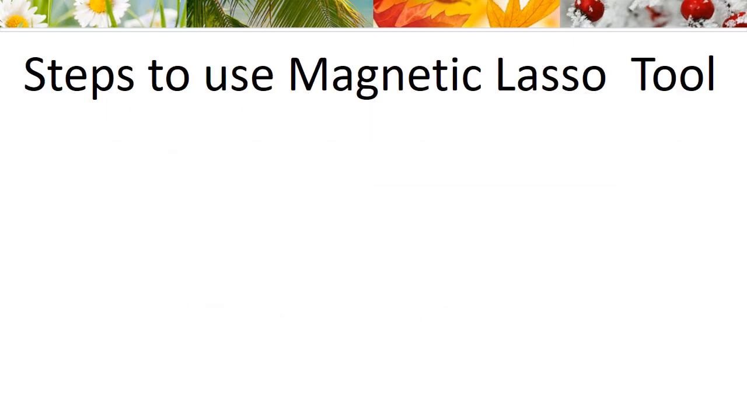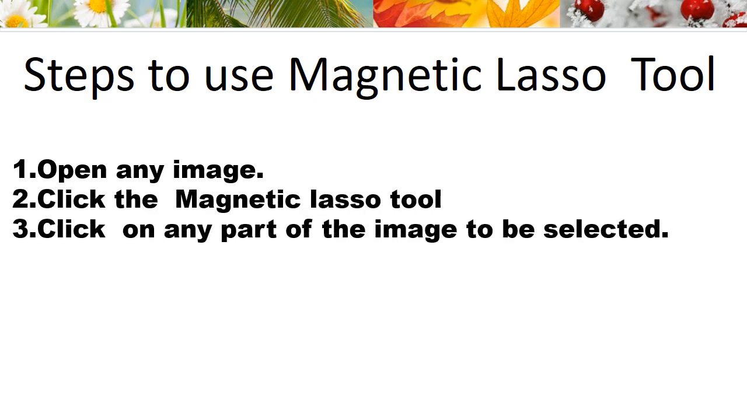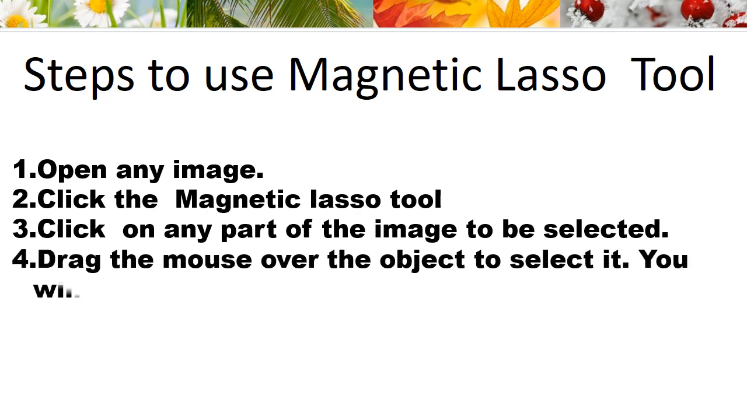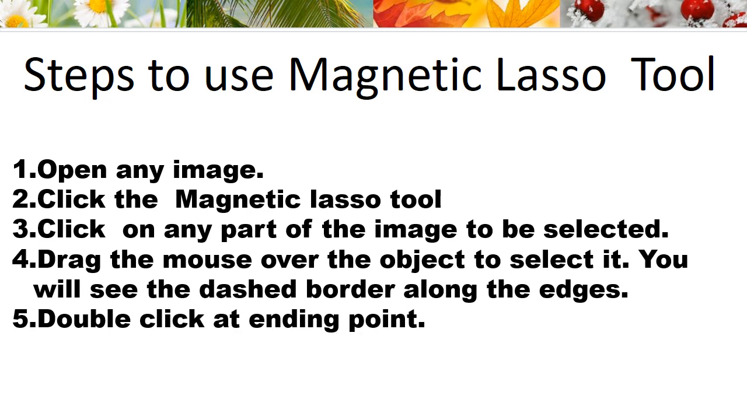The steps to use Magnetic Lasso Tool are: open any image, click the Magnetic Lasso Tool, click on any part of the image to be selected, drag the mouse over the object to select it. You will see a dashed border along the edges. Double click at the ending point.